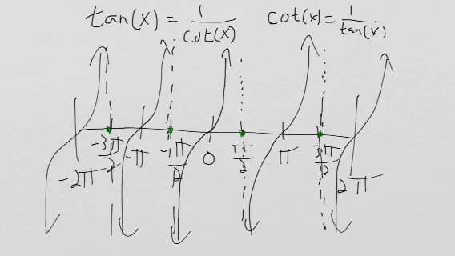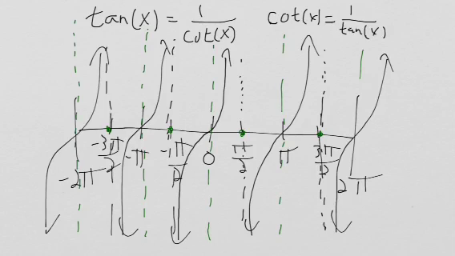The next thing we know is that wherever tangent is 0, cotangent is going to be undefined because it's 1 over 0. So wherever tangent is 0, we can go ahead and put in a vertical asymptote for cotangent, because then we have 1 over 0 for cotangent. I'll put it in green so we can keep it separate. Alright, and then one more.